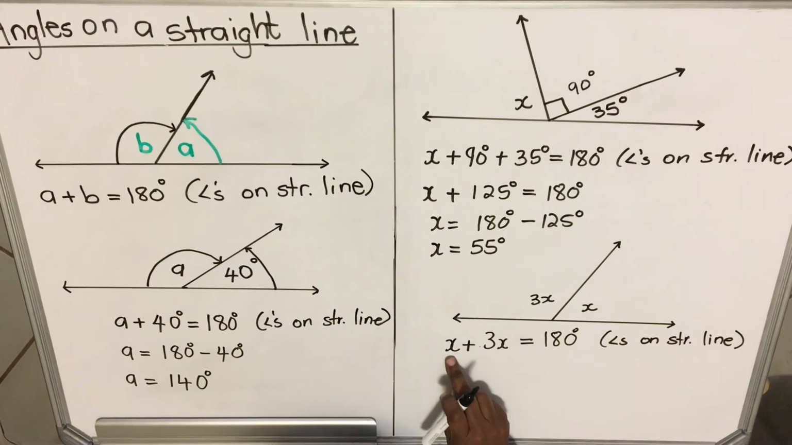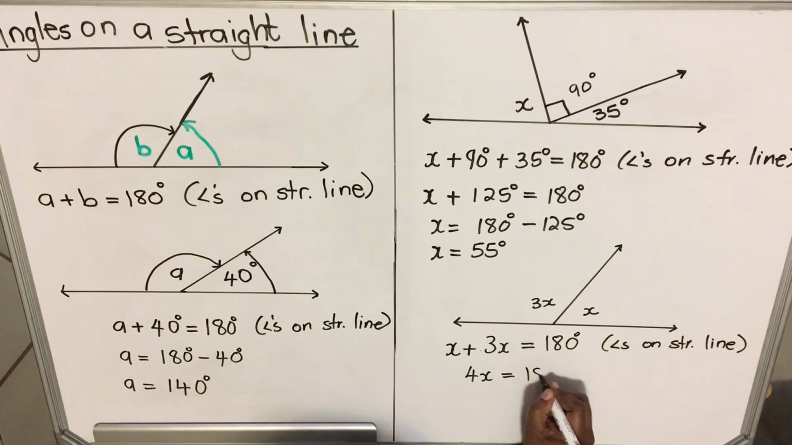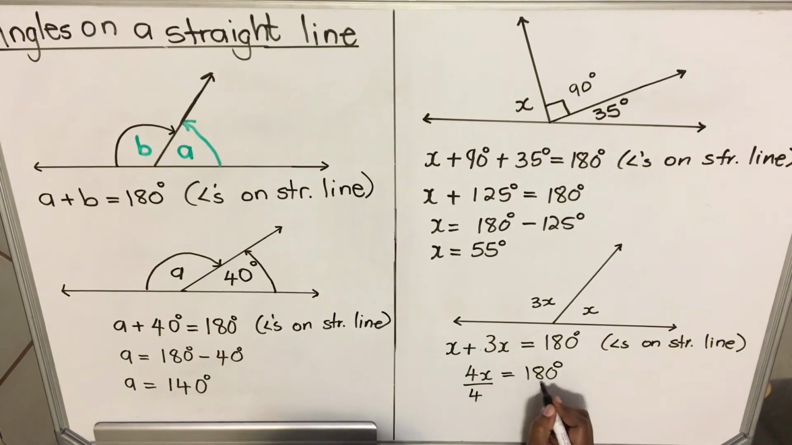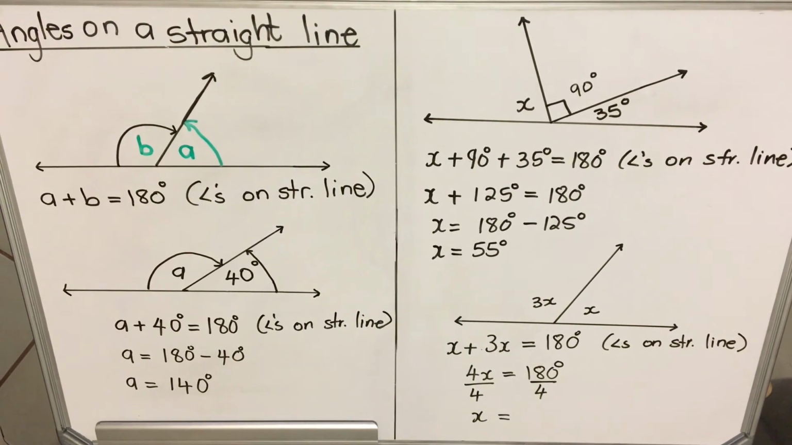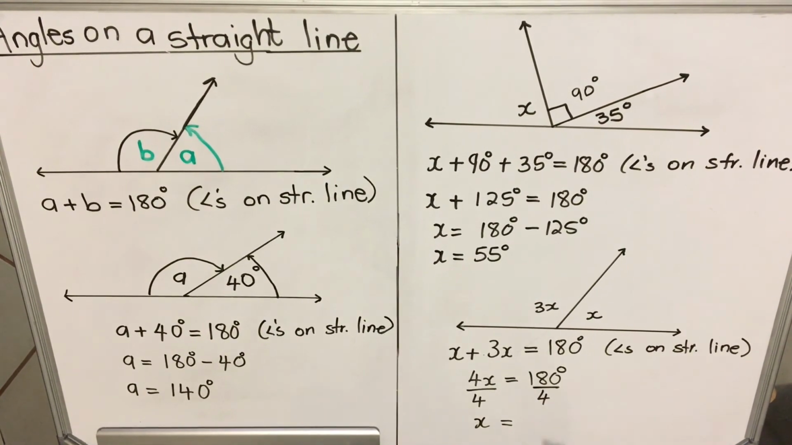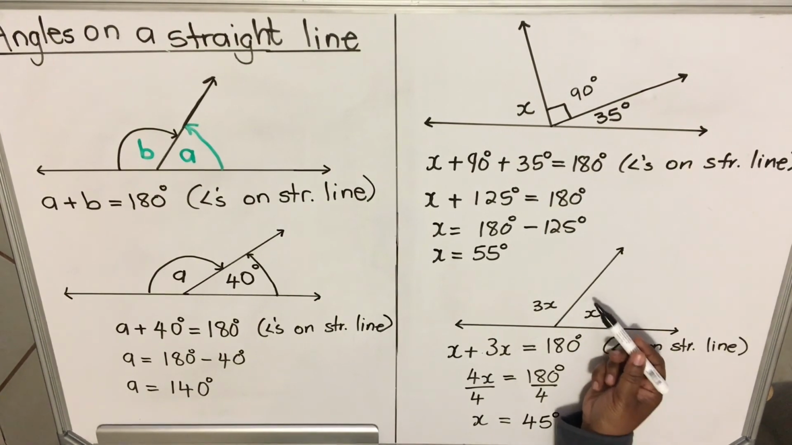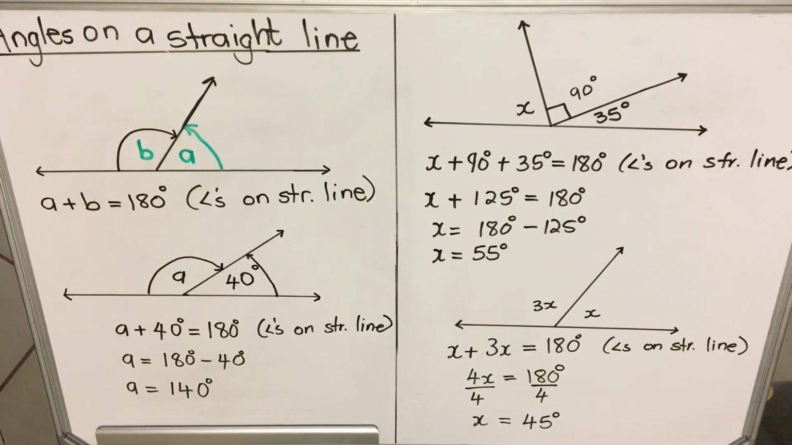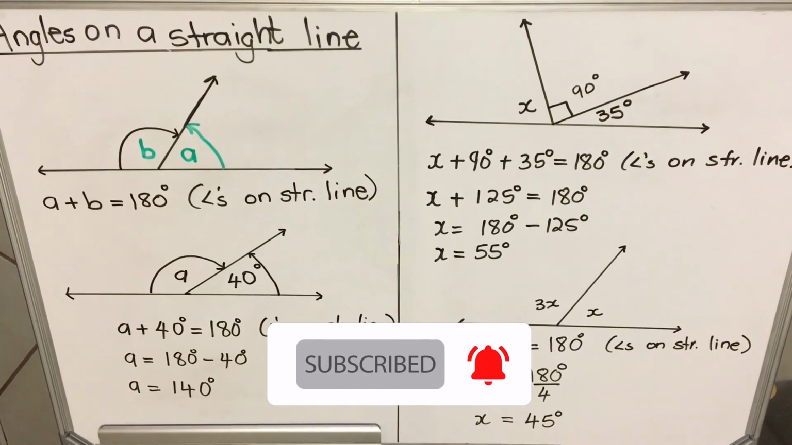Then, because they are like terms, you can add them. So you'll have 4x equals 180 degrees. I'm looking for x, so I divide both sides by 4. My x equals 180 divided by 4. My x is 45 degrees. So this one is 45 degrees, and this is 45 times 3, which is 135 degrees. So this is how you calculate the angles on a straight line.